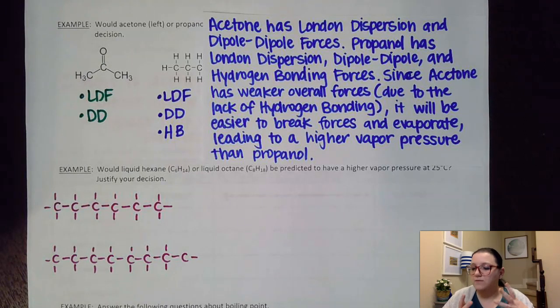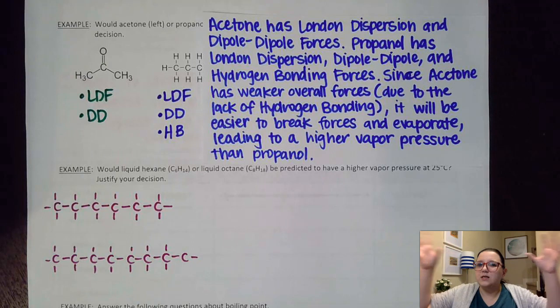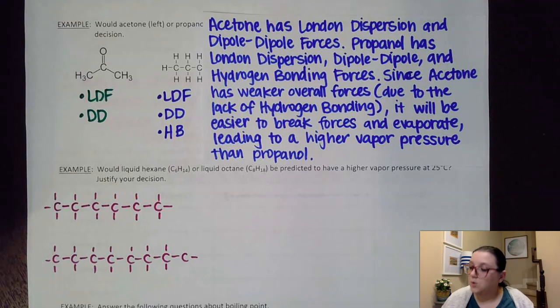So, here's the deal. If I'm trying to think about which one would have a higher vapor pressure, I'm looking for one that's going to evaporate easily, meaning I'm looking for the weaker forces. So, since acetone has weaker overall forces, again, because it doesn't have that hydrogen bonding, it's going to be easier to break those forces and evaporate, so the more gas I'm producing would lead to a higher vapor pressure than the propanol, the other substance. So again, kind of a similar justification that we saw for volatility. It's just now we're talking about the pressure of the gas versus just simply the ease of evaporation.